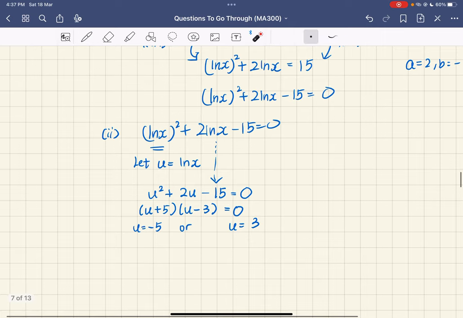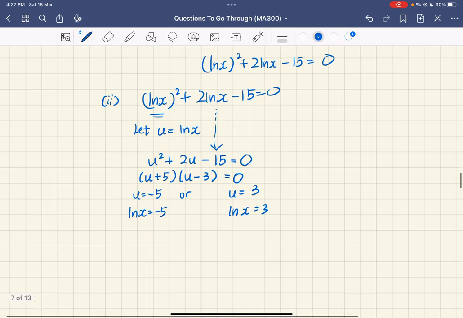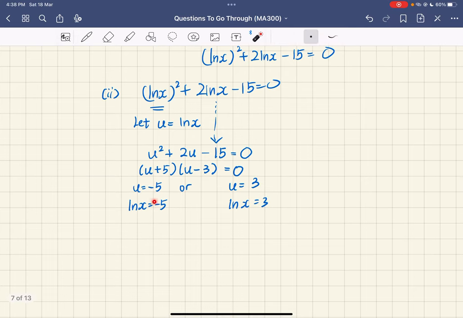Then after that, remember that you are still solving for x. So sub back your x, don't forget. Ln x equals to negative 5 or ln x equals to 3. With that, you change from log form to index form. Remember, ln is log base e. Bring your base e over, your x should be equals to e to the power of negative 5, or your x should be equals to e to the power of 3. And with that, you are done.